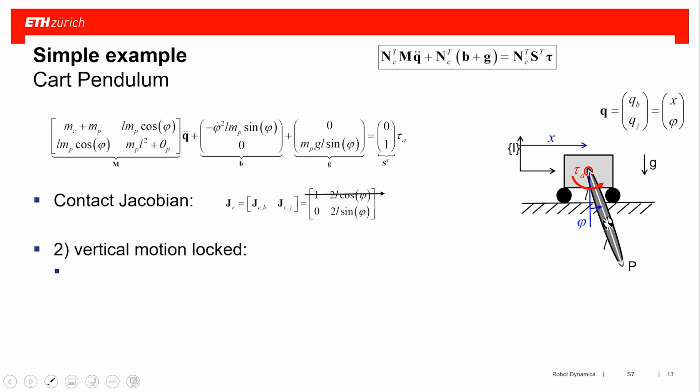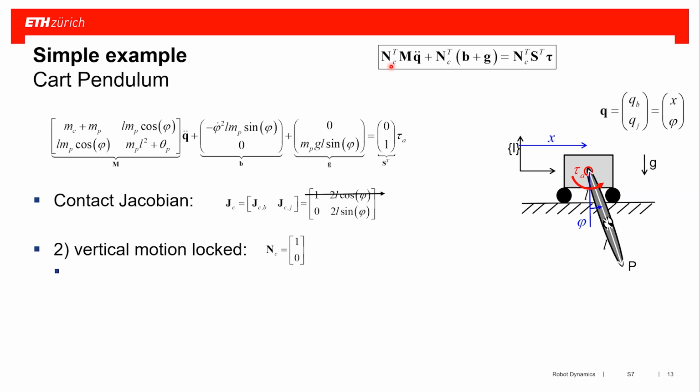Then the second case was that vertical motion is locked. So what we're looking at is really only this contact constraint, the second one. If you analyze this, it is a 0, 1. The rank is only 1 here, which means we can define a null space projector matrix, which is 1, 0. If I multiply JC with NC, I get a 0, and that's the definition of the null space. This is one possible null space projector.